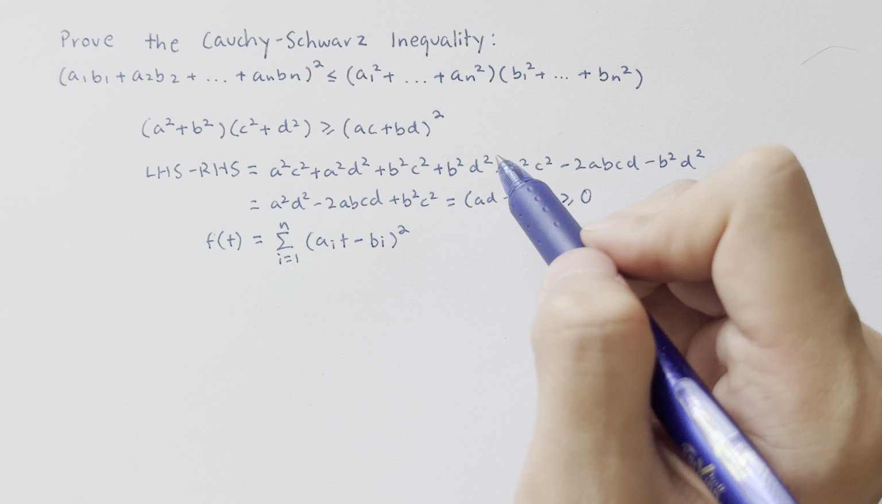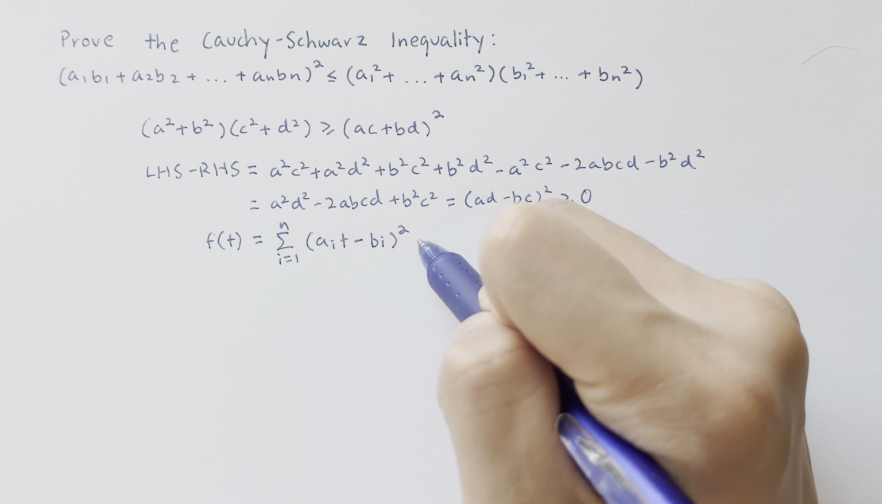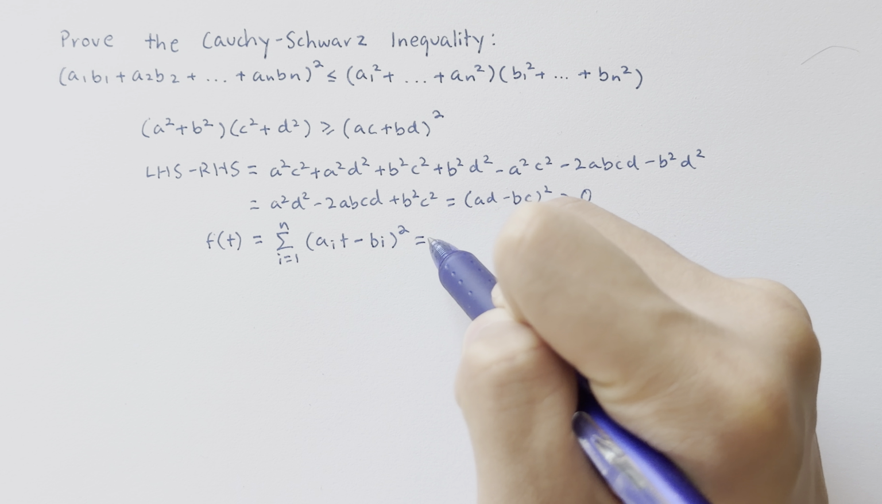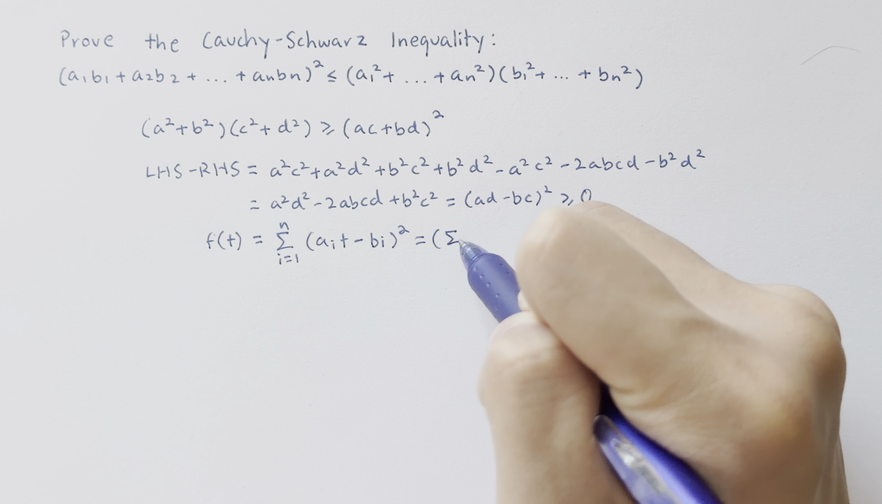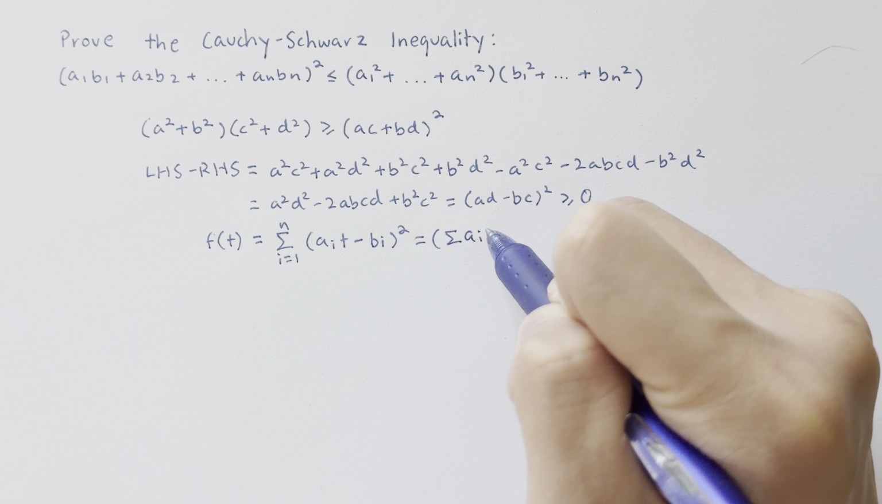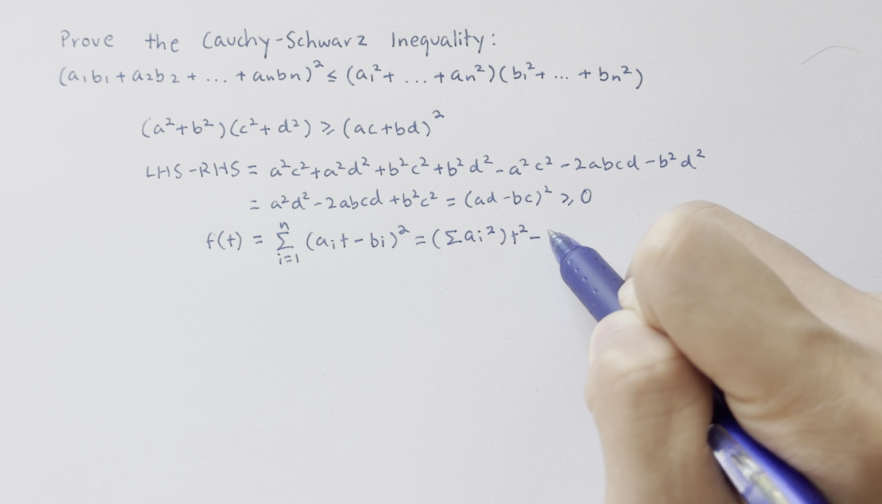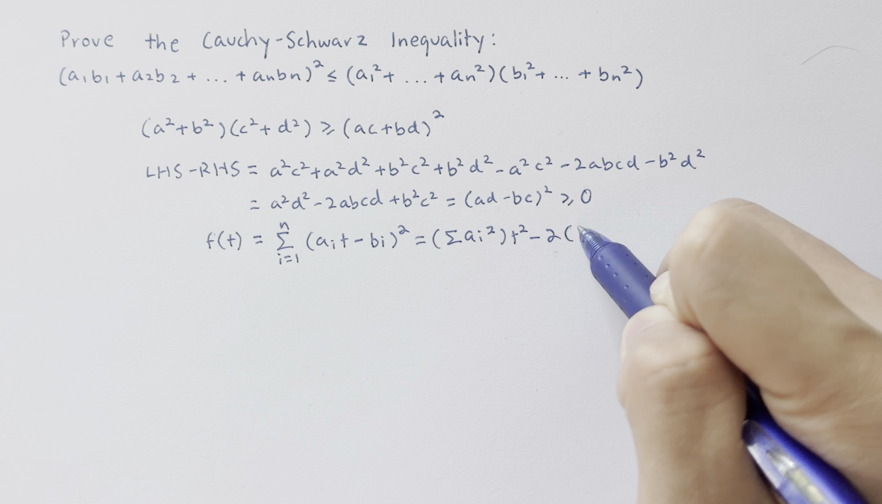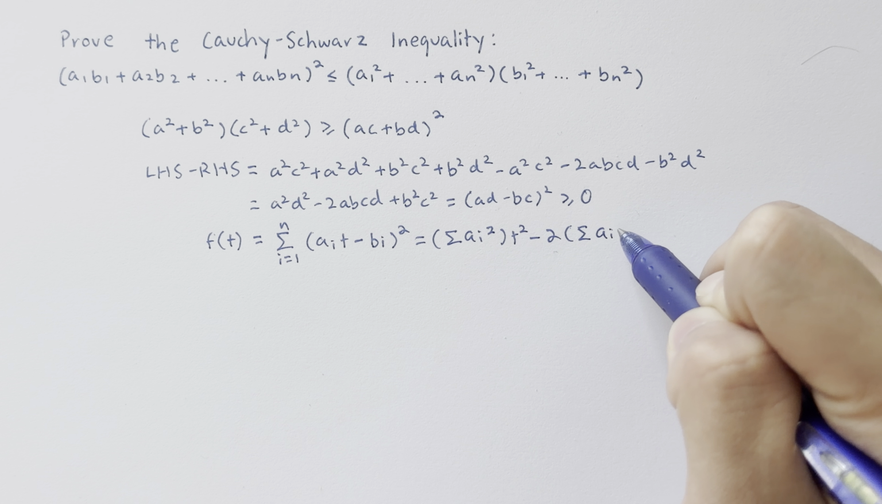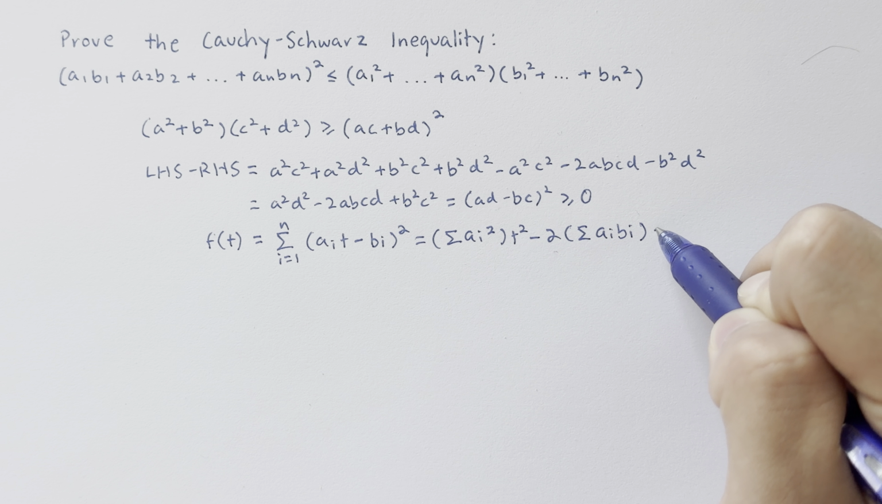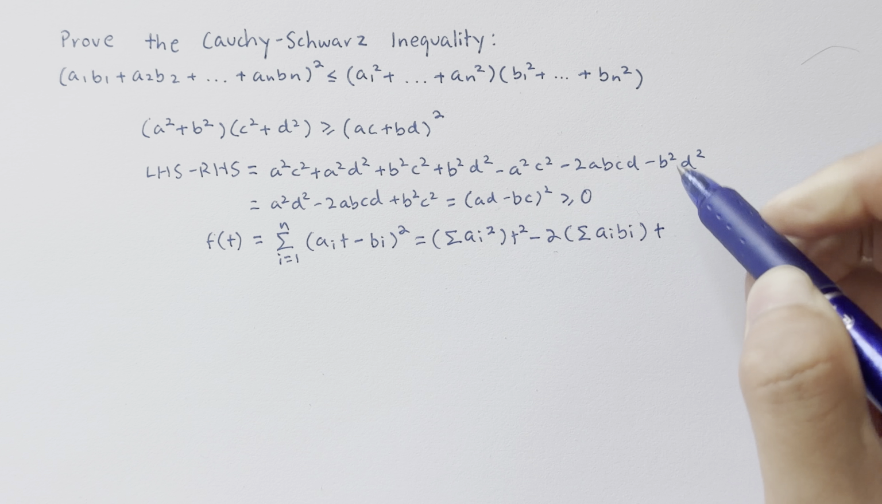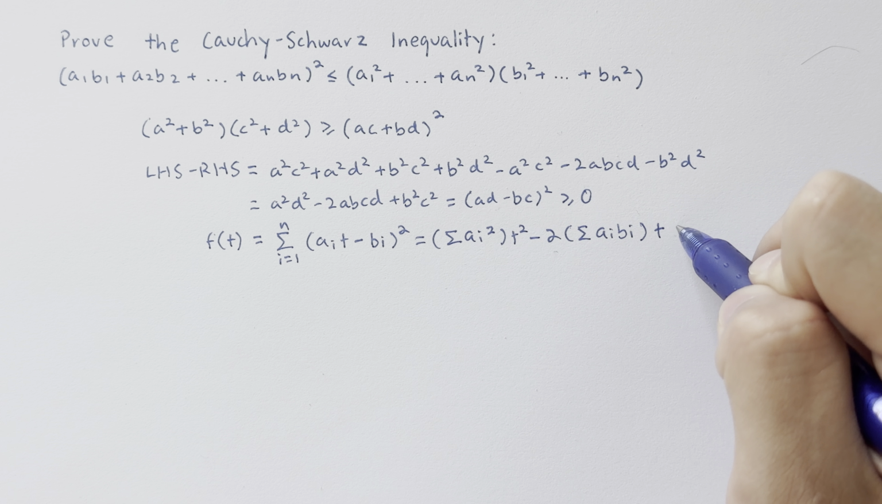So if you expand this, then we'll get that f(t) is equal to the summation of ai² times t² minus 2 times the summation of ai bi times t plus the summation of bi².